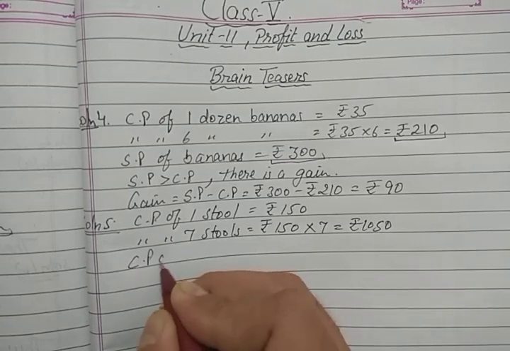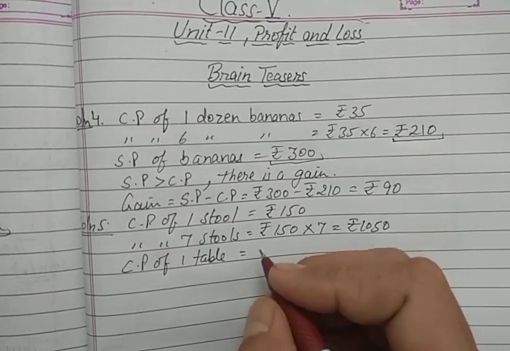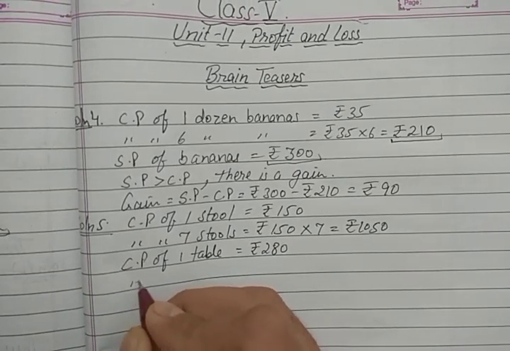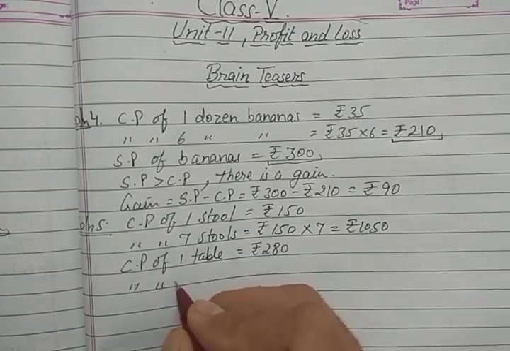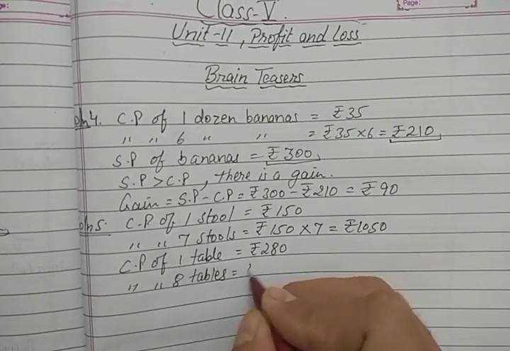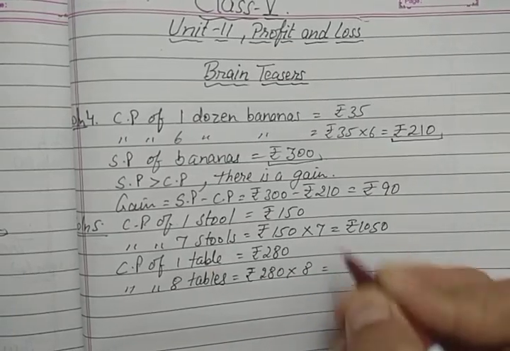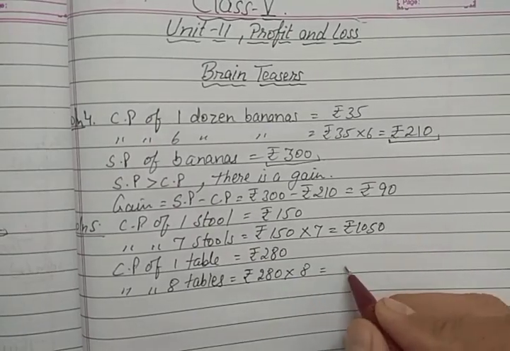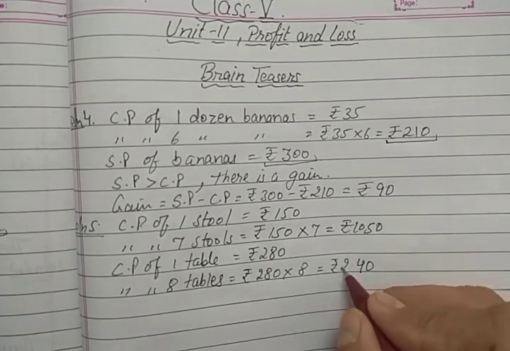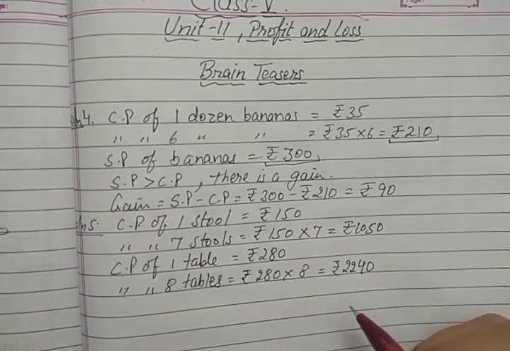And then the cost price of one table is given, that is rupees 280. Rupees 280, and you have to find out the cost price of 8 tables. So that means you have to multiply 280 by 8. So multiply it, that is rupees 2240, right? 2240 rupees.